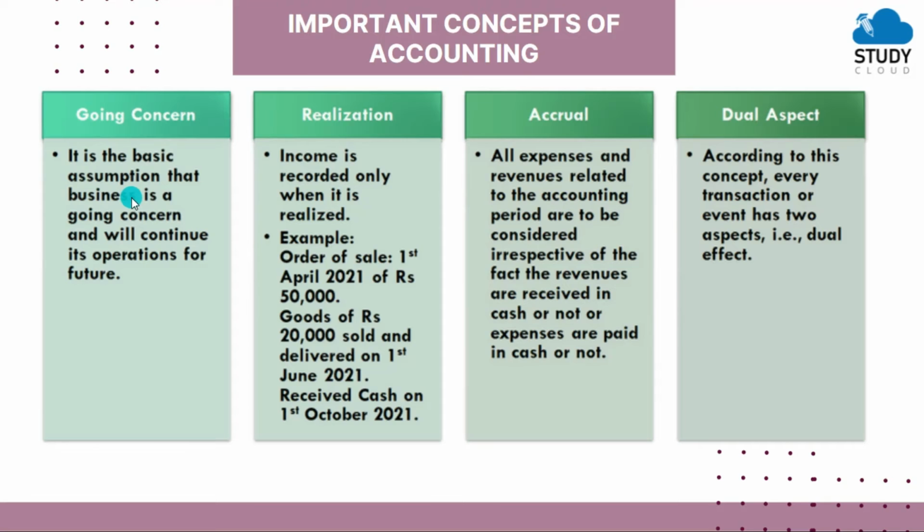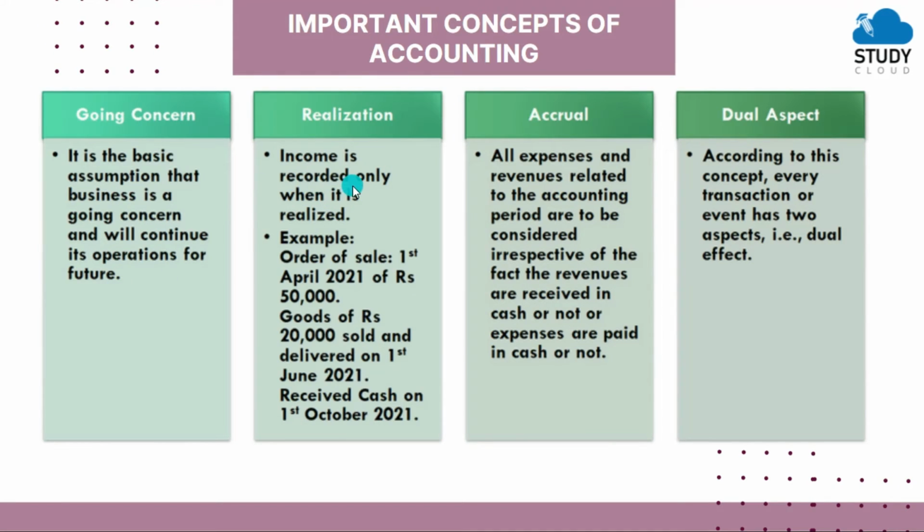Then next is going concern. It is a basic assumption that business is a going concern and will continue its operations in the future. So here we will record all the transactions in the books of accounts with an assumption that business will continue for a long period of time. We assume that business will not close down in future. Based on this, business prepares annual accounting reports, pays taxes in advance, and purchases long-term fixed assets. All this happens when we assume that business is a going concern. Any short-term increase or decrease should be ignored.